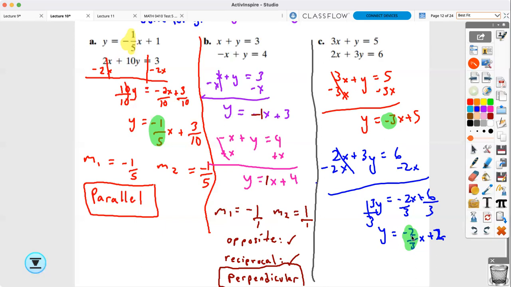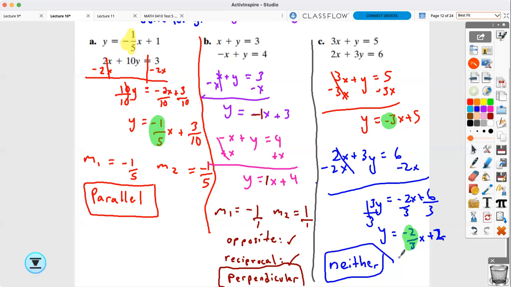Now, to be parallel, they need to be exactly the same. Are they exactly the same? No. Therefore, our final option is neither. And we're done. So these are examples for parallel, perpendicular, and neither.